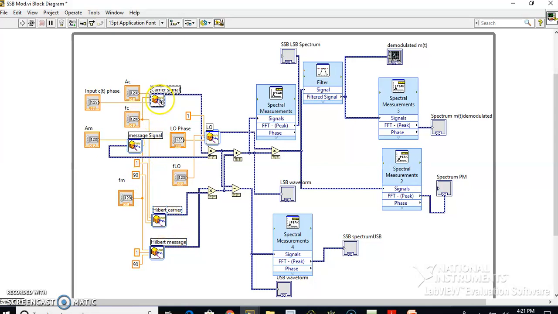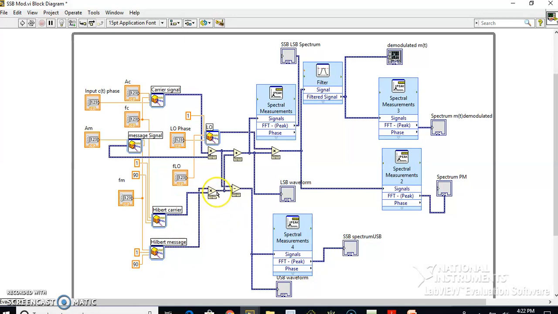You can see there is one more multiplier, which is the second product modulator giving the quadrature component, and that is being added here. If the in-phase and the quadrature phase components are added, we'll get the lower sideband.